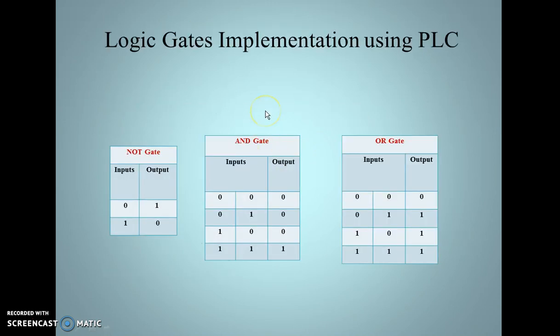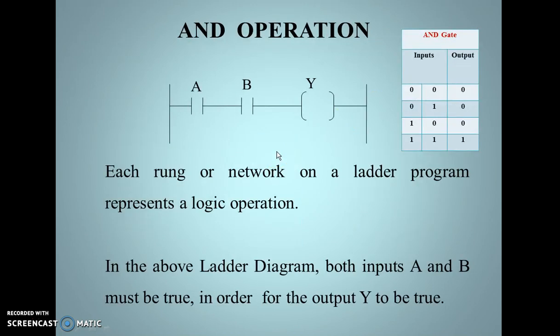So let's try to understand or implement some basic logic gates using the PLC's ladder diagram approach. The basic logic gates are NOT gate, AND gate and OR gate. Let's start with the AND gate operation. In case of AND gate, we know that when both the inputs are high or both the inputs are 1, then only we get the output, otherwise not. That we can verify using this truth table.